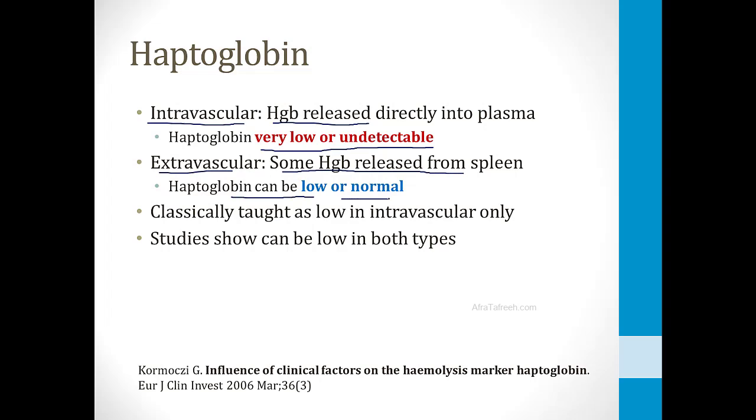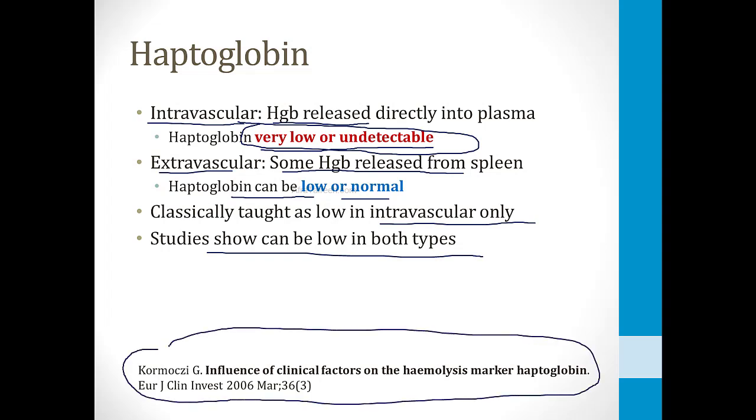Now, classically, haptoglobin is taught as a marker of intravascular hemolysis only, meaning that the level gets very low when there's intravascular hemolysis. You should know, however, that studies show it can be low in both types. I've listed a review article down here on the bottom of the screen if you want to read more about this. But haptoglobin levels can fall in both intravascular and extravascular hemolysis. However, they get much lower or sometimes even undetectable in intravascular hemolysis, and that should make sense to you because the hemoglobin is being released directly into the plasma where the haptoglobin has to soak it up so it can be excreted by the liver.